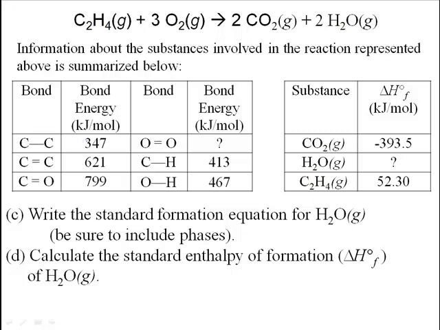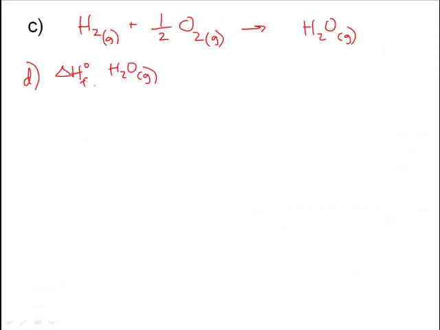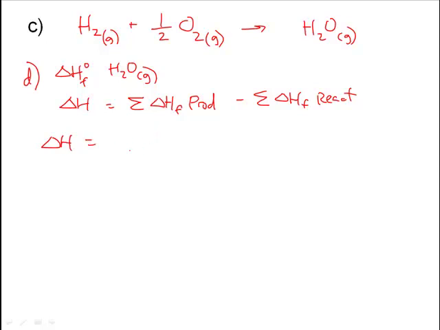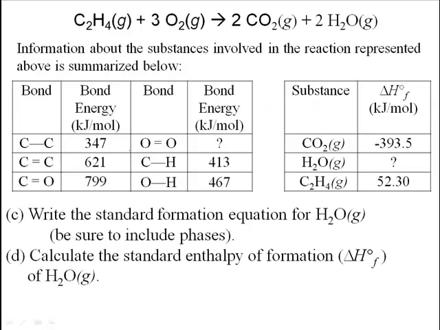Same equation as before, right? And we want to use the heat of formation data. So we're going to use Hess's law with the heat of formation, which says that delta H is equal to the sum of the heat of formation of the products minus the sum of the heat of formation of the reactants. I'm not going to plug in the delta H yet, but now I have to look at the products. I don't have the equation on this screen, but the products are H2O and CO2.